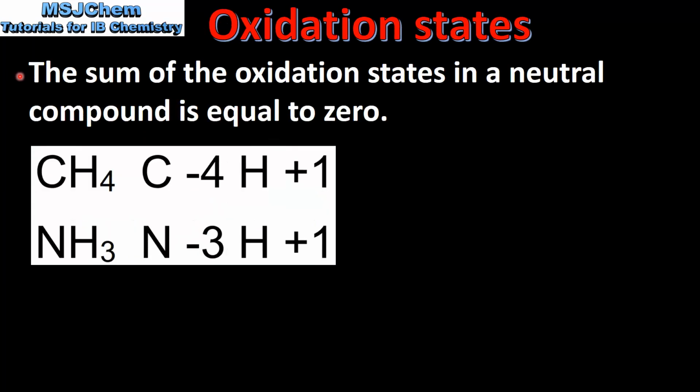The sum of the oxidation states in a neutral compound is equal to 0. So here we have CH4, methane, which is a neutral compound. The carbon has an oxidation state of -4 and the hydrogen an oxidation state of +1. Overall, the sum of the oxidation states is 0. Another example is NH3, ammonia. The nitrogen has an oxidation state of -3 and the hydrogen +1. Once again, the sum of the oxidation states is equal to 0.